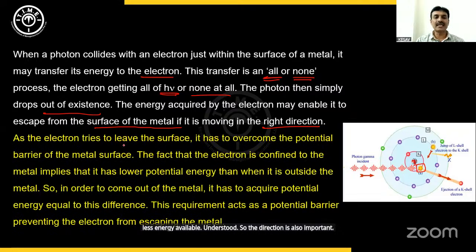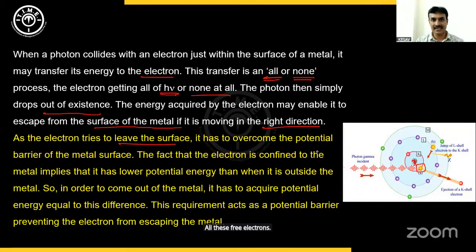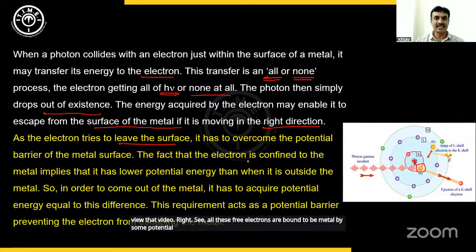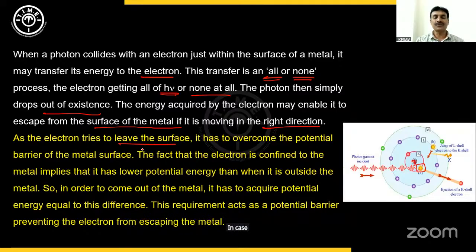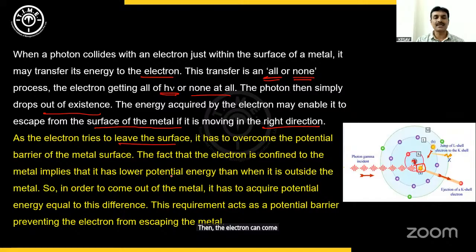As the electron tries to leave the surface, it has to overcome the potential barrier of the metal surface. All these free electrons, as discussed in the first session, I repeat, if you want perfect clarity on this photoelectric effect, just go through session 1, photoelectric effect 1. View that video. Right. See, all these free electrons are bound to the metal by some potential energy. In case the energy of the photon is more than that of the potential energy required, then the electron can come out of the metal surface.